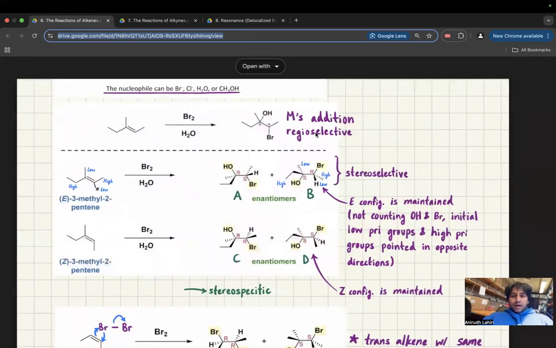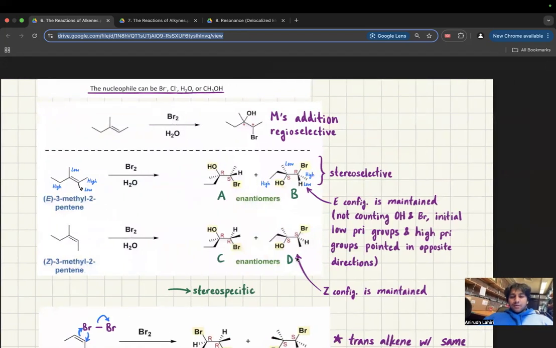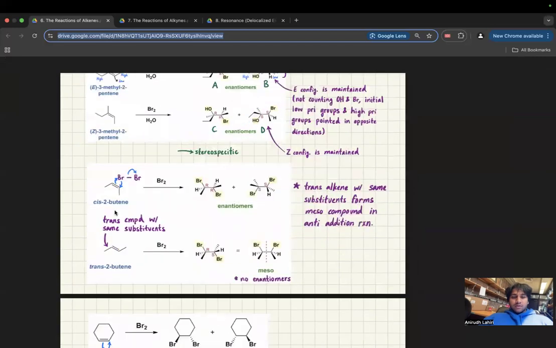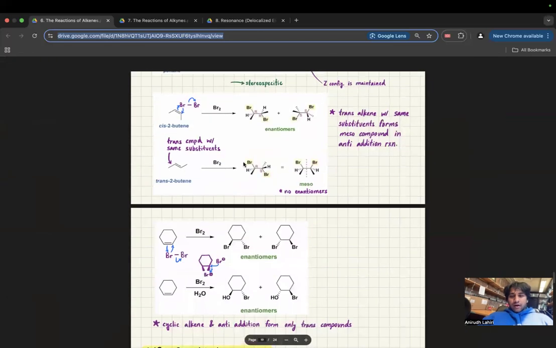If we look here, we have regioselective addition, right? We're adding halohydrogen addition. We're adding a Br and an OH across a double bond. And if we look here, we see that we have Z configuration maintained from this. We have E configuration maintained from this. So this is stereoselective, stereospecific. Okay, I'll leave it to you guys to go through the rest.